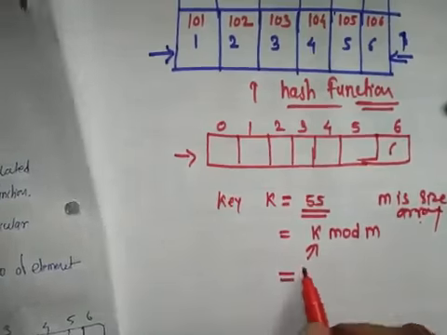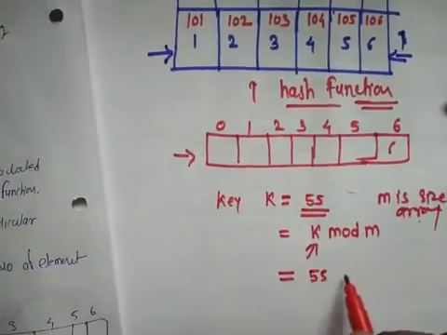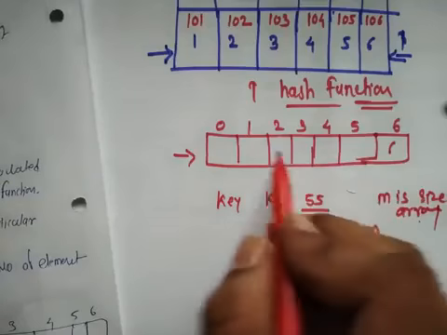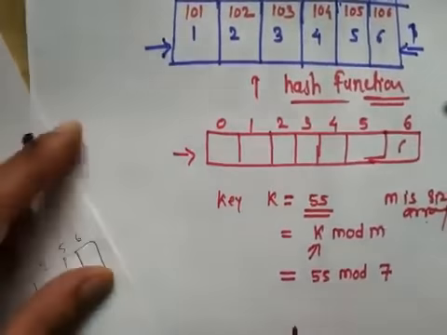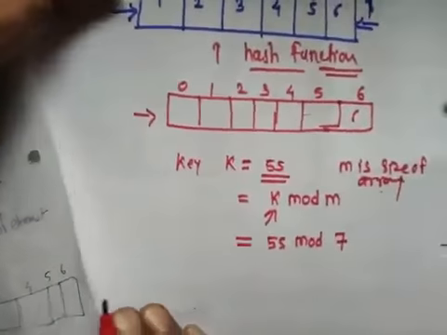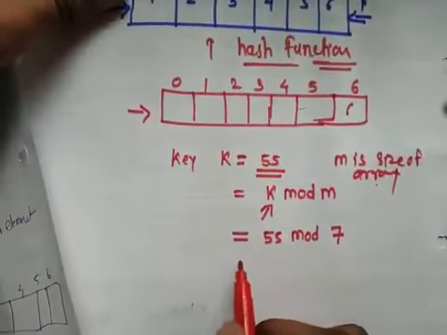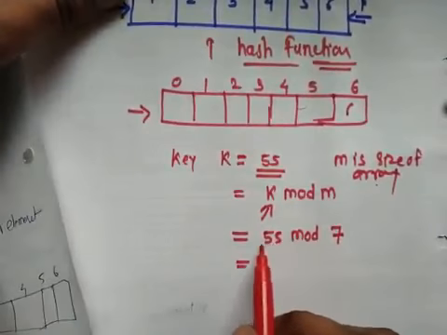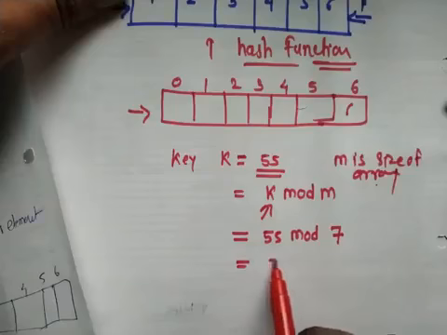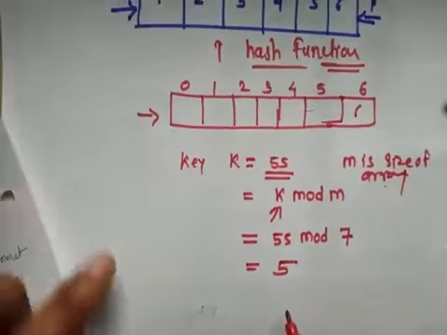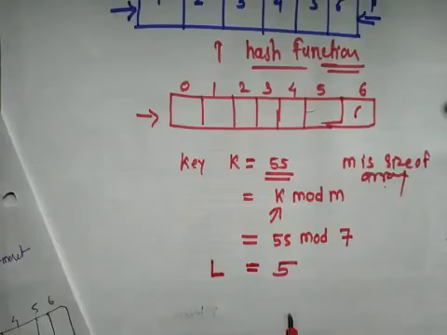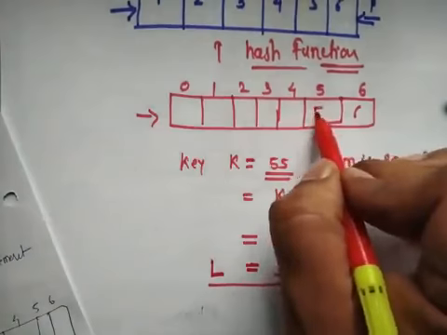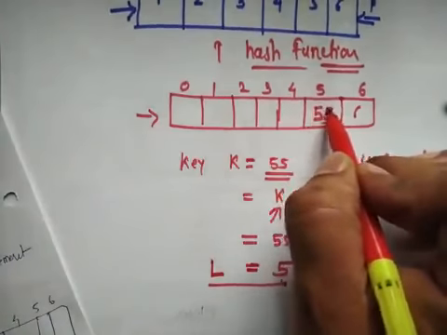So we can put the values here: 55 mod, what is the size of the array? That is 7. So after taking the mod of 55, we will get the index 5. So we will get the location equal to 5. At location 5, we are going to store the key value, that is 55.